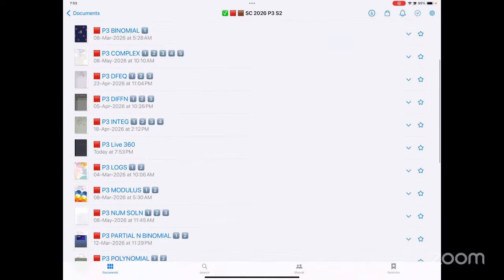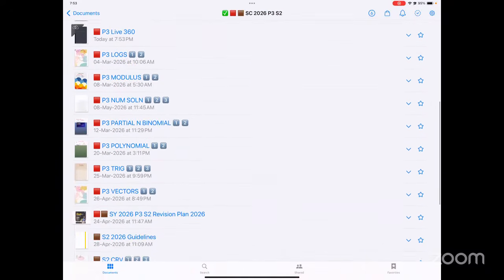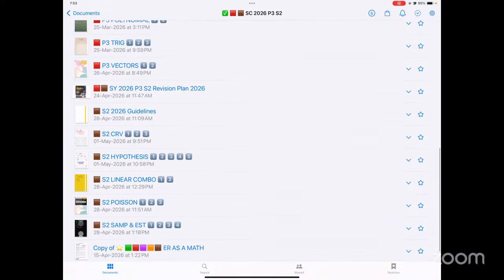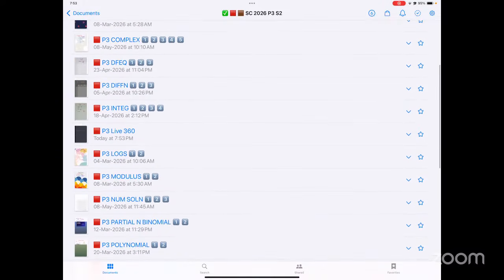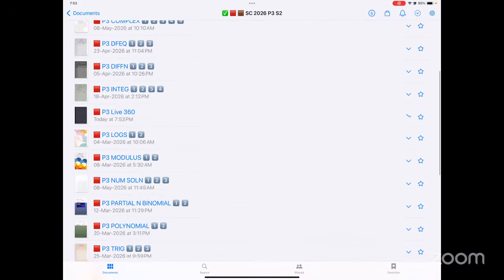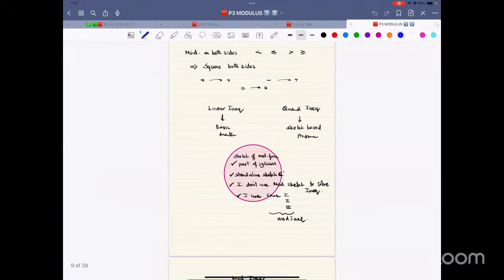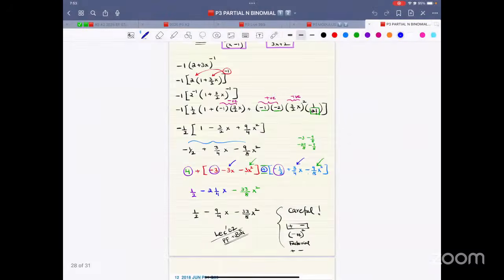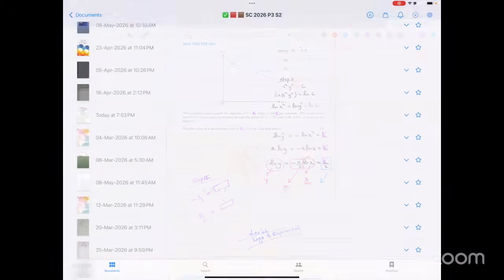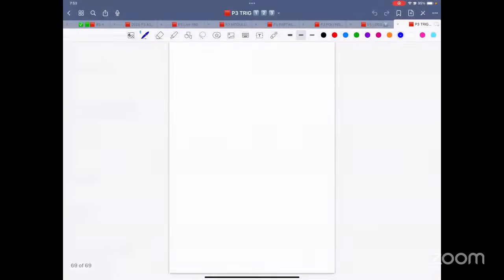And from here, let me first start with modulus. That is one thing. Partial fractions and binomial. This is also part of algebra. Polynomial. Then logs. And then trigonometry.